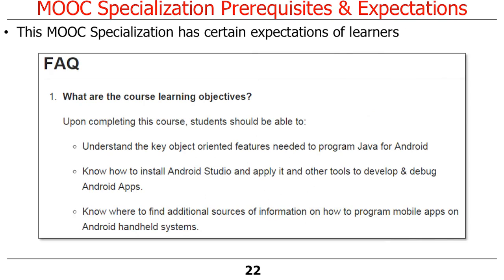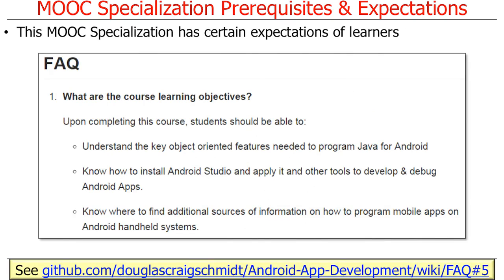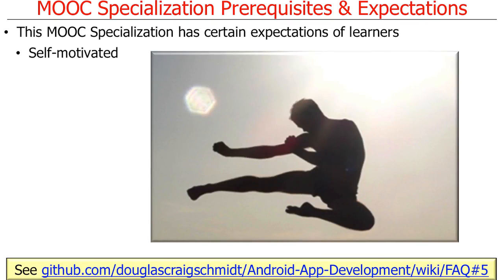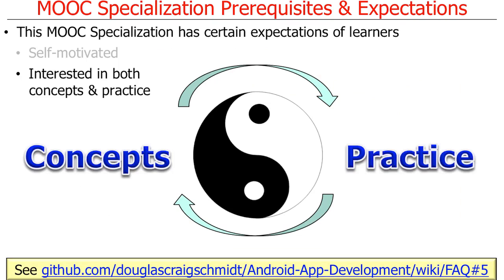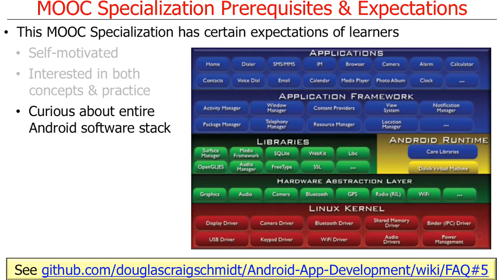We developed this specialization with certain expectations of learners who take the MOOCs. These expectations are summarized in the Frequently Asked Questions, or FAQ webpage. In particular, this MOOC is intended for self-motivated learners interested in understanding both the concepts and practice of developing mobile apps. It's also intended for learners who are curious about the entire Android platform at the API level, as well as the inner workings of its software stack.